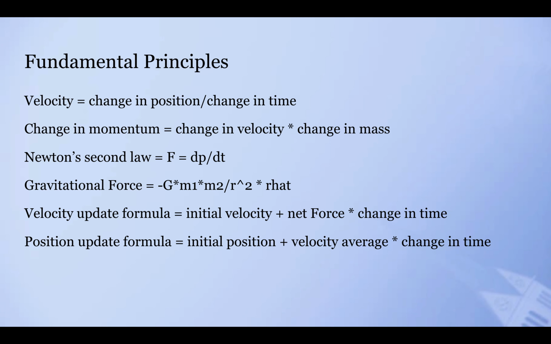So our fundamental principles, right here we have the formula for velocity, which is change in position divided by change in time. We have the rate of change of momentum, which is change of velocity times the change in mass. And then we have Newton's second law, which is F equals dp/dt. Our gravitational force formula, which is negative G times the mass of one object times the mass of the second object divided by the distance squared between them times r hat. Then we have our velocity update formula right here and our position update formula.